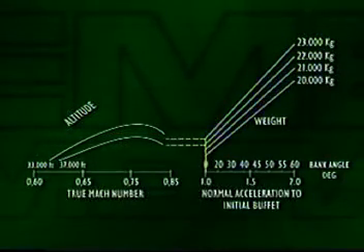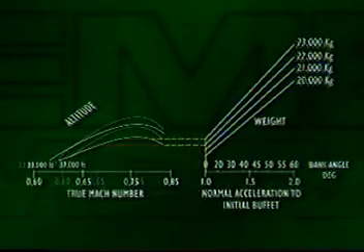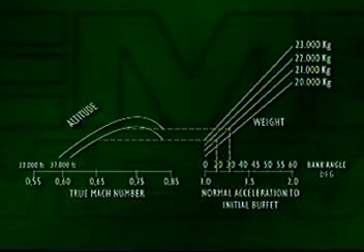And the higher the weight, the smaller the operating speed range. The load factor G has a similar effect. Increasing load factor, as in making a turn, restricts the operating range.